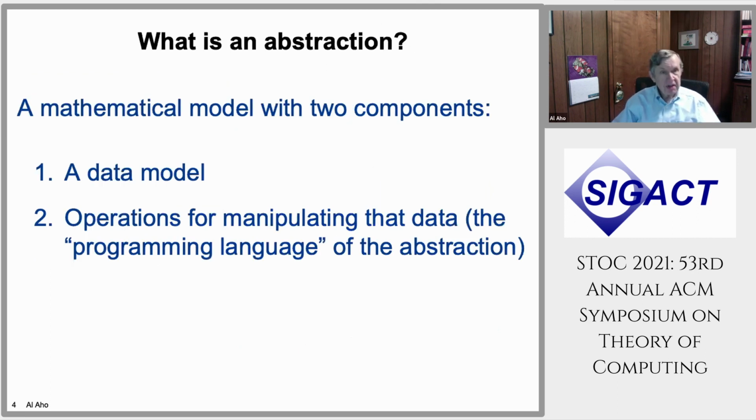So what is an abstraction? Well, it's a mathematical model with 2 components. It has a data model and operations for manipulating that data. And I'm going to call those operations the programming language of the abstraction. But in many cases, this programming language is not Turing complete.